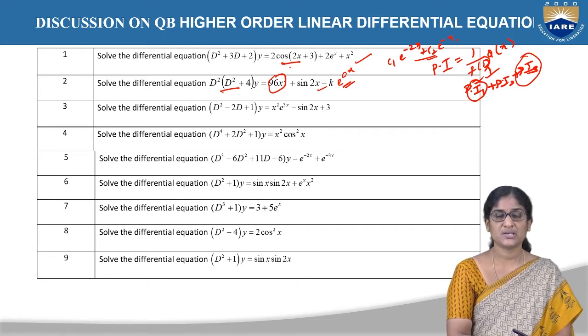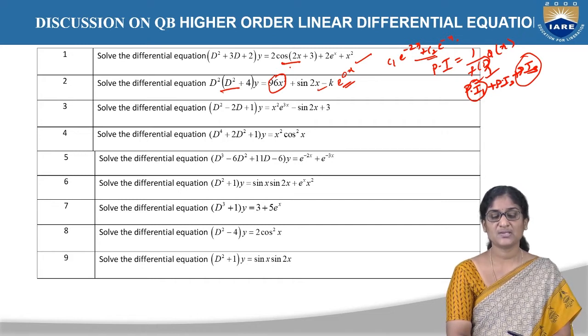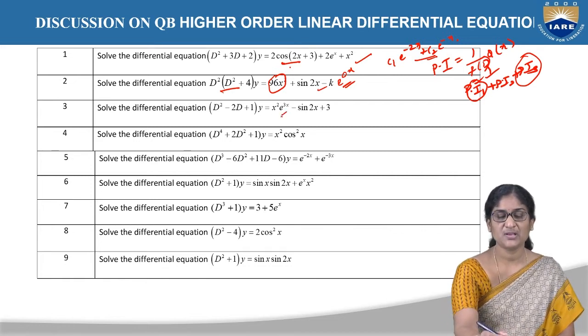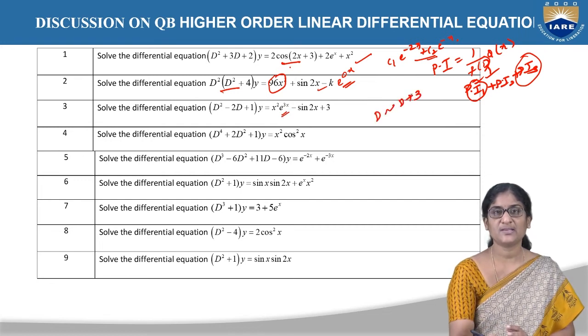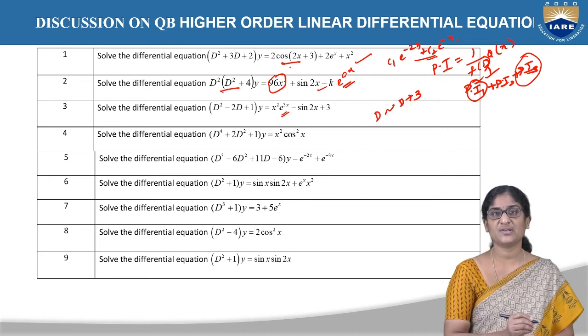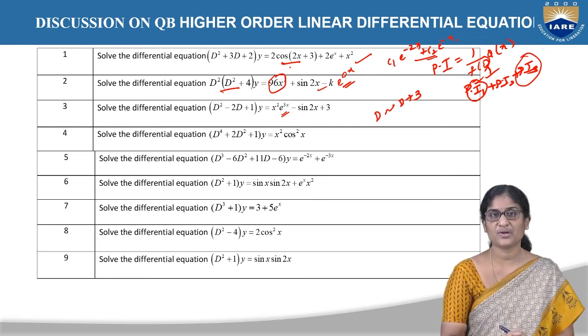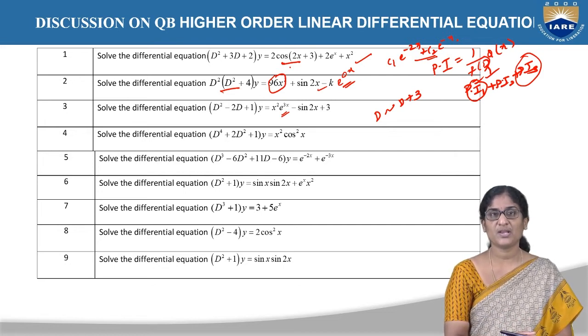Now going to the third question, solve the differential equation (D squared - 2D + 1) y = x squared e to the power of 3x - sin 2x + 3. How to solve this? Again, we will get the complementary function as usual, but for finding the particular integral, first, in order to get rid of the exponential, we have to shift D to D + 3 and take e to the power of 3x to the left hand side, and for the rest of the problem we have to go with the binomial expansion. So that is how we can get the particular integral 1.